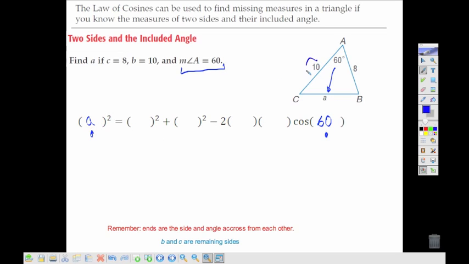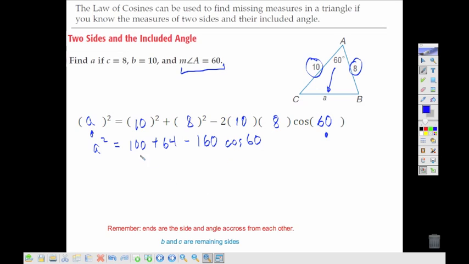Now the other sides, the 10 and the 8, are going to fill in the other parts. It doesn't matter what order, whether I write 10 plus 8 or 8 plus 10. Same thing here, 10 times 8 would be the same as 8 times 10, so the order doesn't really matter. So to work this out, we're going to get a squared equals 100 plus 64 minus 160 cosine of 60.